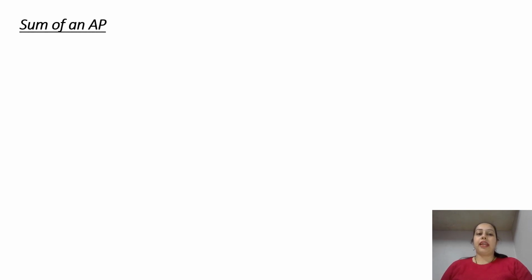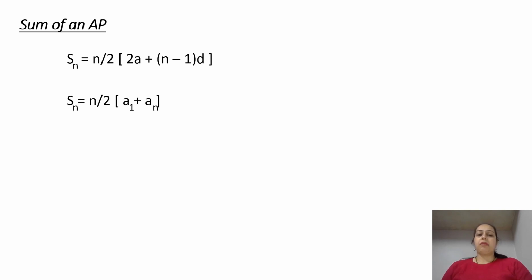Now let's come to the next part of this chapter, which tells us about the sum of a given AP. For the sum of a given AP, the formula which we use is Sn equals n divided by 2 and in the bracket 2a plus (n minus 1)d. Another formula which we use for the sum is n by 2 times the sum of the first and the last term. We can use any of the formulas depending upon the variables given in the question, and we don't need to do the derivation of these formulas. We can directly apply them. Let's see some problems based on it.